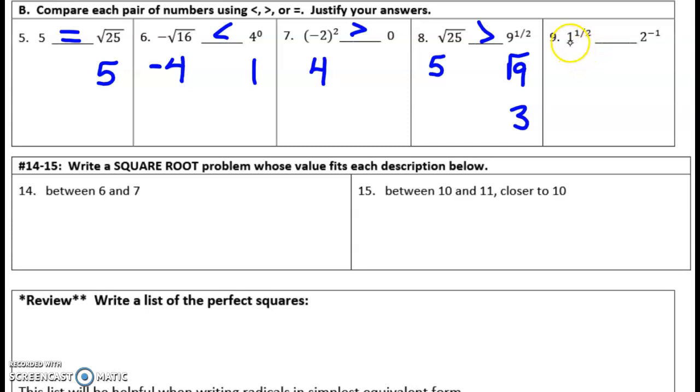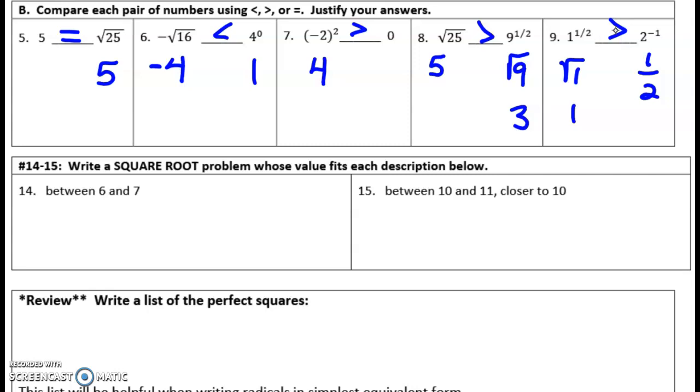And this means 1 to the negative 1/2 means the square root of 1, and 1 times 1 is 1, so that's why this is 1. 2 to the negative 1/2, remember that forces it into the denominator, and we put a 1 in the numerator as a holder, so 1 will be greater than 1/2, so this will be greater than.